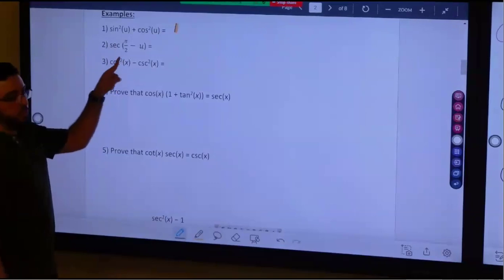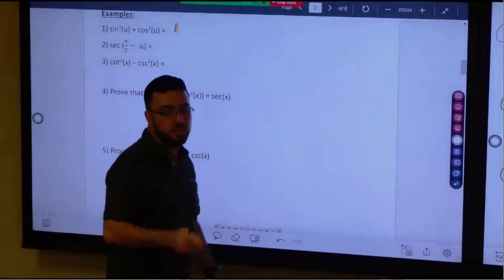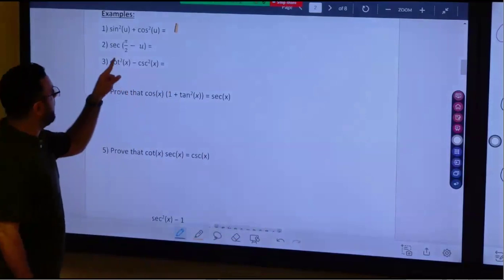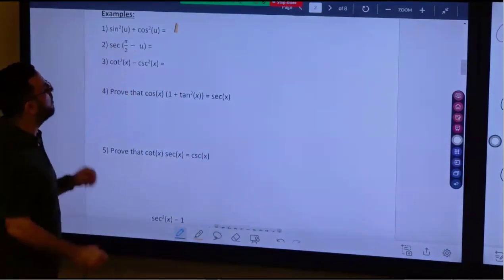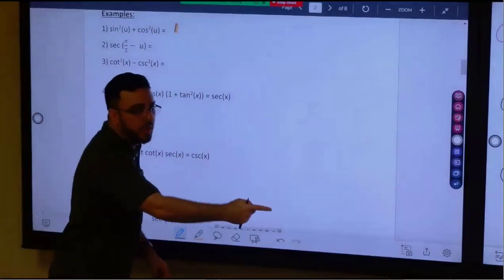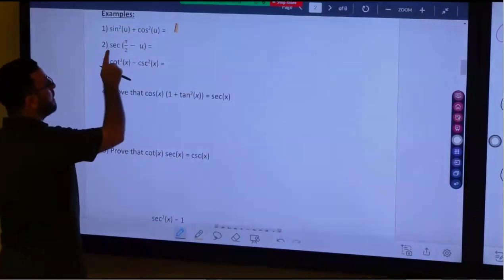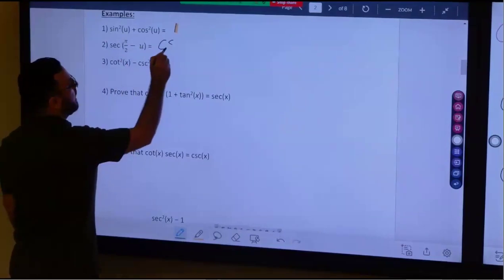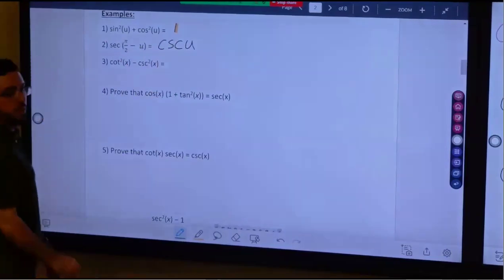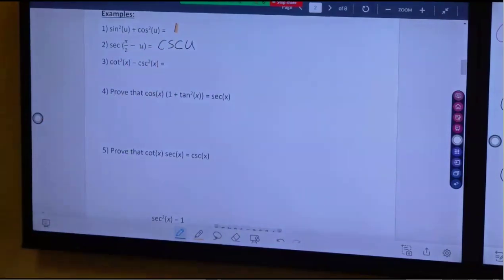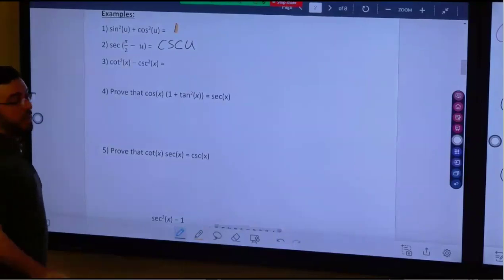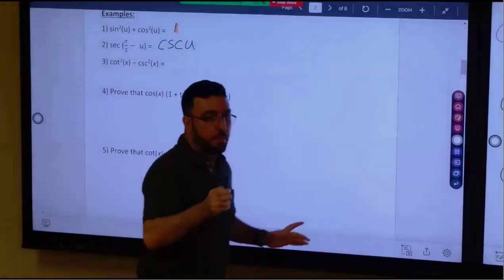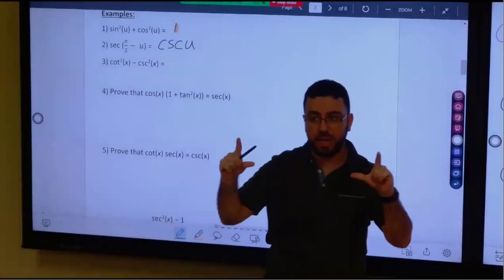Secant pi over 2. Always you're gonna go to the first page. Remember when I told you always when you see pi over 2, secant pi over 2 minus u is going to be what? Secant goes with? Yeah, so it's gonna be cosecant u. That's it. The u in parentheses, it doesn't matter in fact, but if you want to put the angle in parentheses, it's fine.